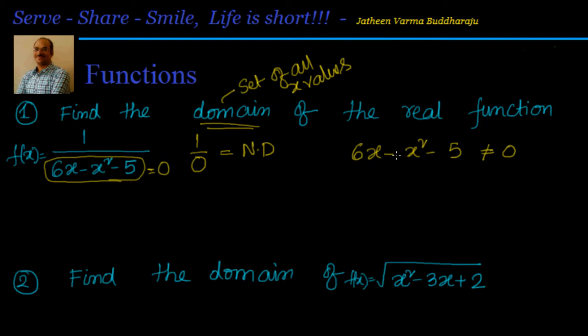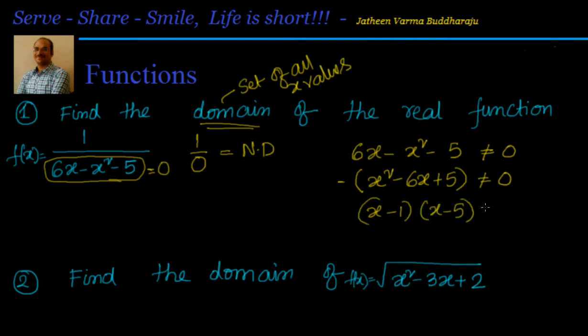So now you can see here some quadratic equation. If I take negative out, I can see it as x square minus 6x plus 5. This cannot be equal to 0. Or can I say x minus 1 into x minus 5 is not equal to 0? That means x cannot be the value of 1 or 5. So what will be the domain then? Domain will be R minus of the set of values 1 comma 5.